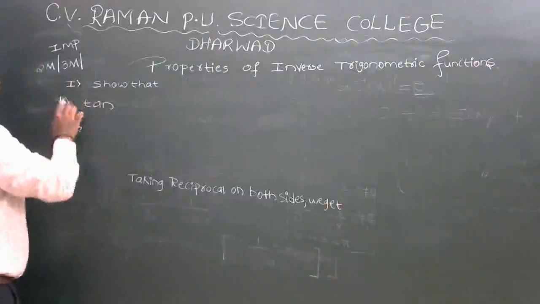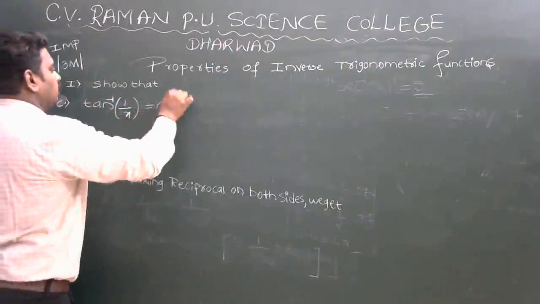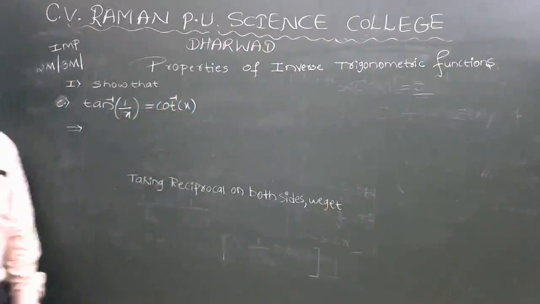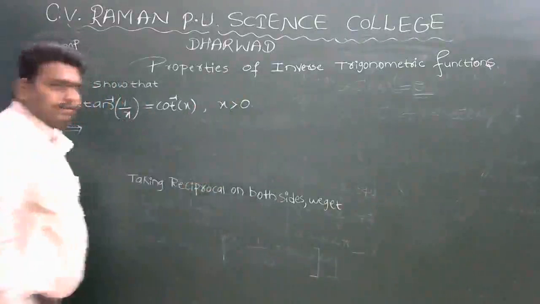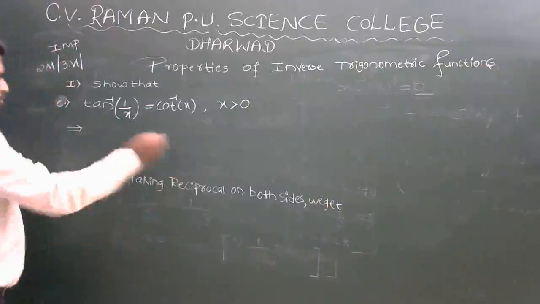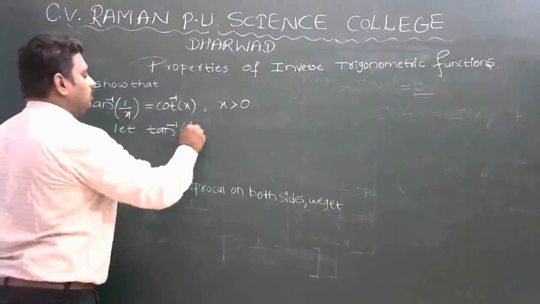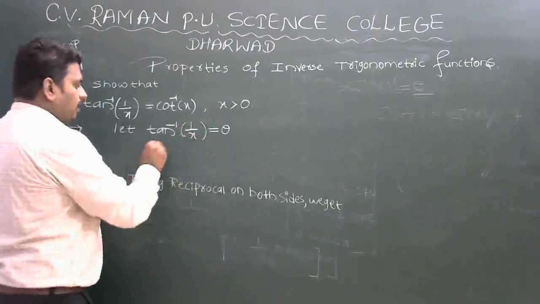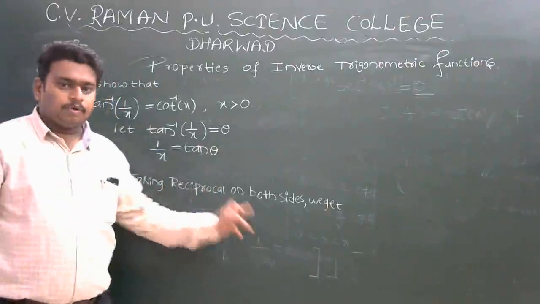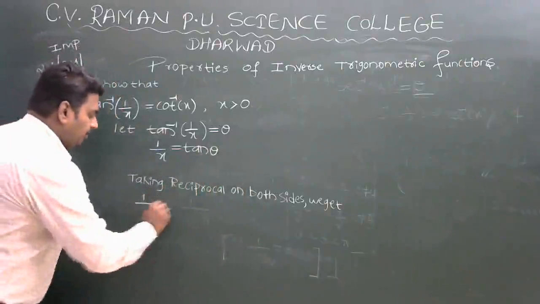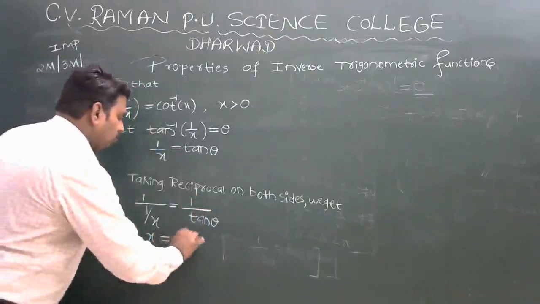The third proof: tan inverse of 1 by x equals cot inverse of x, where x is greater than 0. The same procedure. Let tan inverse of 1 by x equal theta. So 1 by x equals tan theta. Taking the reciprocals on both sides, 1 divided by 1 by x equals 1 divided by tan theta. So x equals cot theta.